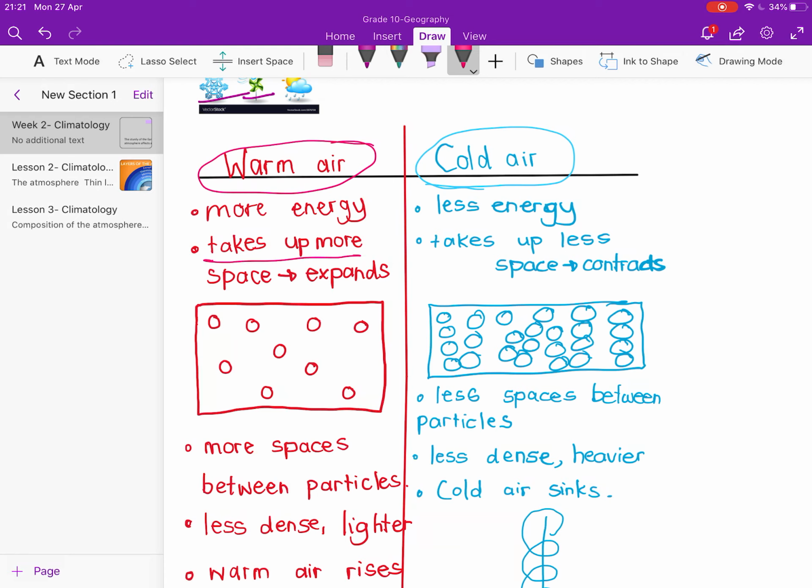Okay, so it takes up more space, warm air. So there's a little diagram. You can see the molecules of warm air are further spaced out, further away from each other, and they take up more space. So there's lots of space in between these molecules when there is warm air. There is lots of space for them to move around.